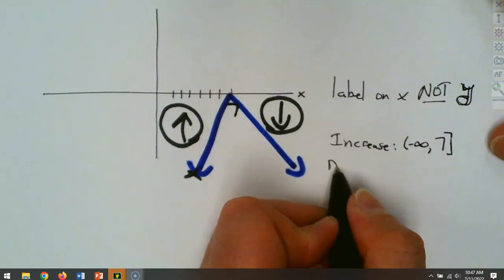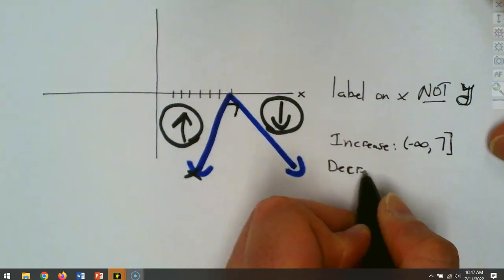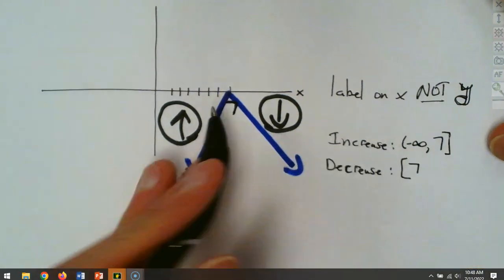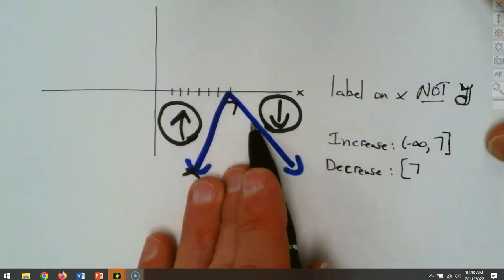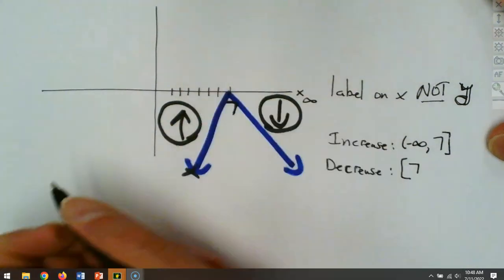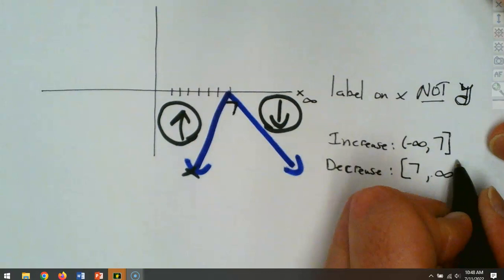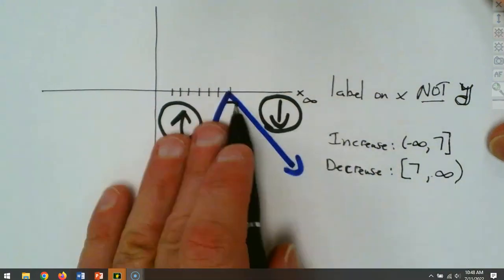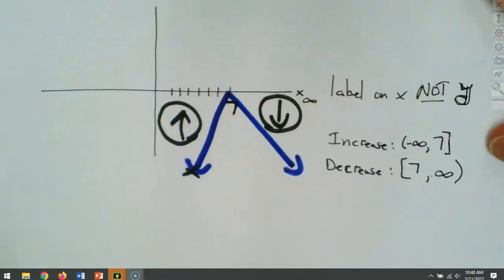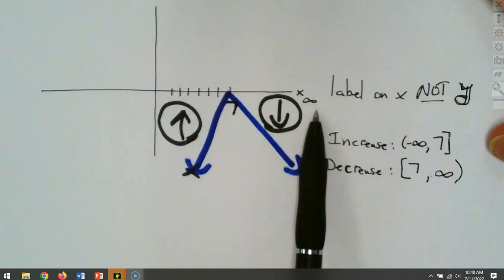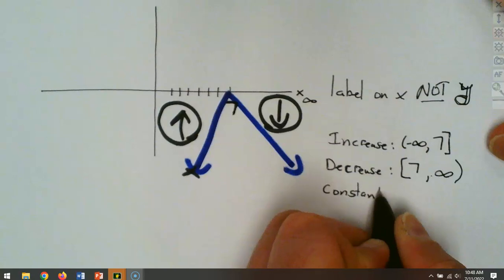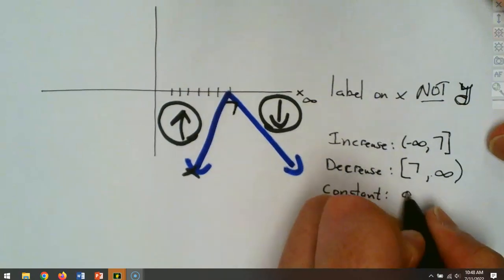Where does it decrease from? 7. And now, where is it going? It's going down and it's going to the right, and so it's going to positive infinity. So it decreases from 7 to positive infinity. We don't worry about the way that it's going here. We just look at the fact that it's on the x-axis, not the y-axis. And as we go to the right, that goes to positive infinity. Do we have any constant part at all? Is it ever constant? No.